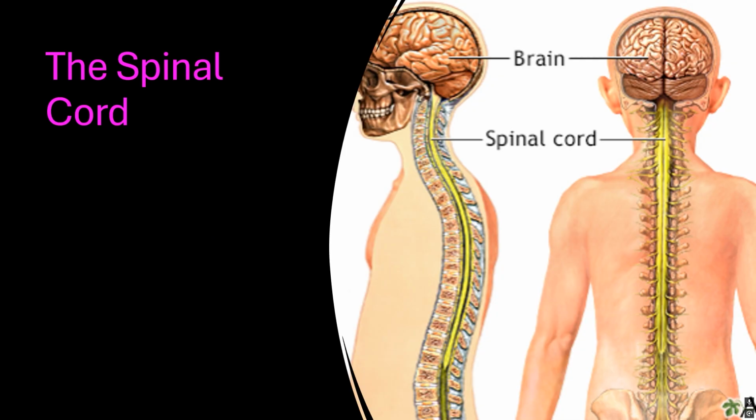So let's look at the spinal cord itself. In this illustration here, we can see our spinal cord, and we can see that it is protected by our vertebrae. The spinal cord is a bundle of nerves running from the brain stem all the way down the spine. The function is that it acts as a relay station between the brain and our body.